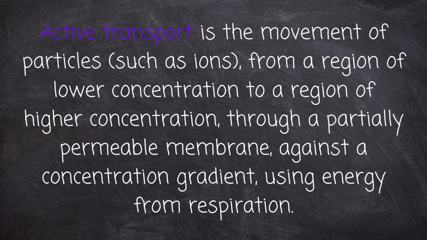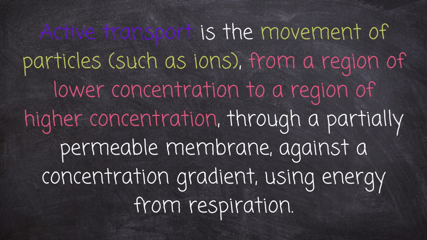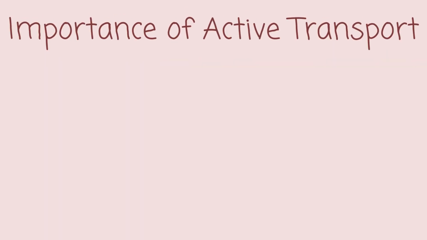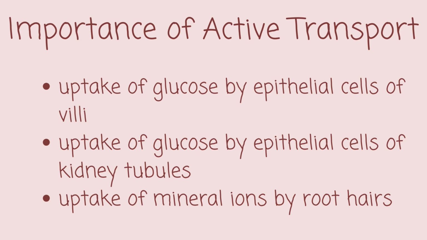Active transport is the movement of particles, such as ions, from a region of lower concentration to the region of higher concentration through a partially permeable membrane against a concentration gradient, using energy from respiration. Protein molecules move particles across a membrane during active transport. Active transport enables the uptake of glucose by epithelial cells of villi and kidney tubules, as well as the uptake of mineral ions by root hairs.